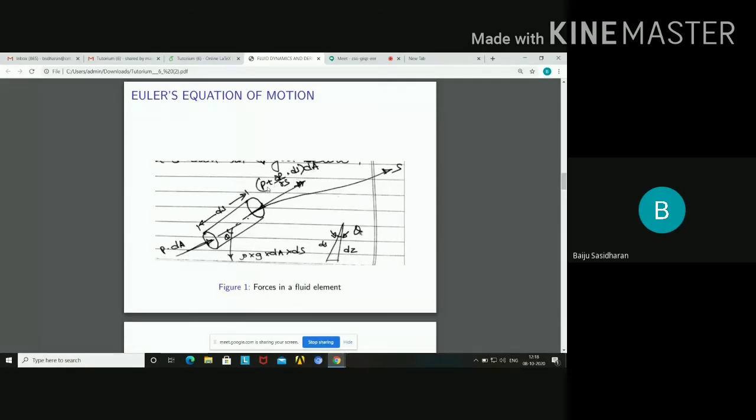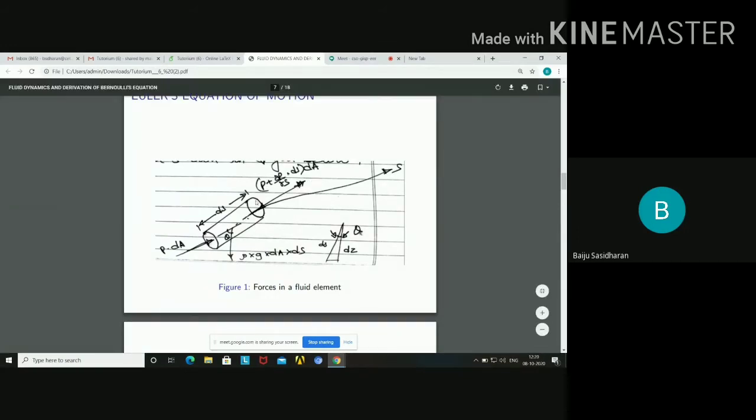So P plus some amount of additional variation, that is dou P by dou S. Here ds is the length, and dou P by dou S is the variation per unit length, and multiplying it with ds, we get the variation for that much length. So P plus dou P by dou S into ds, multiplied by dA, will be the force at this side.